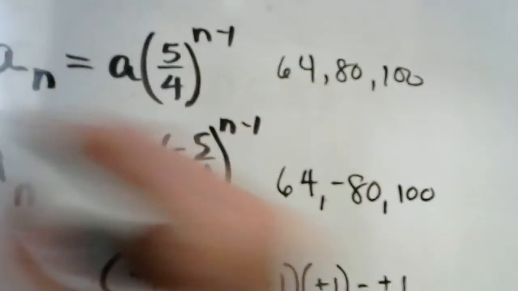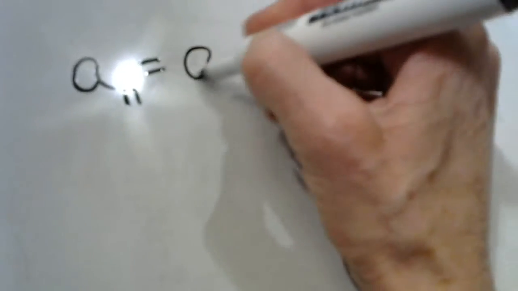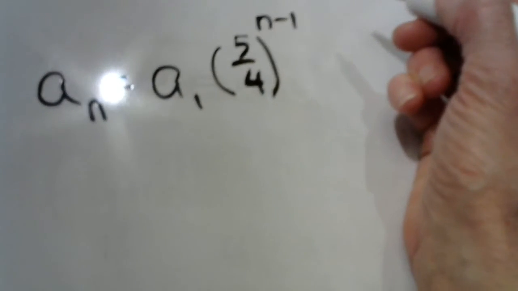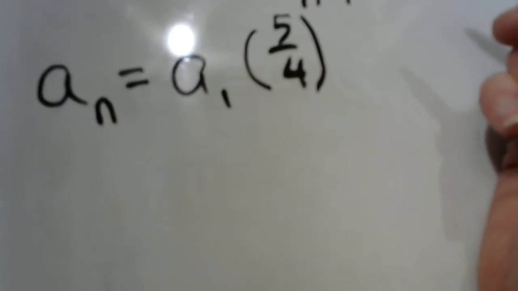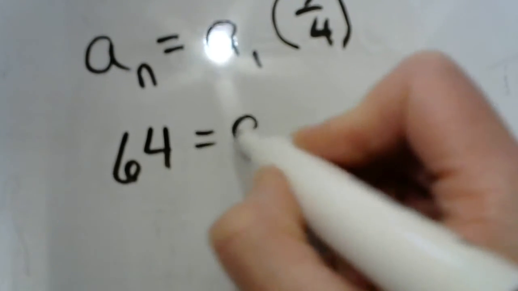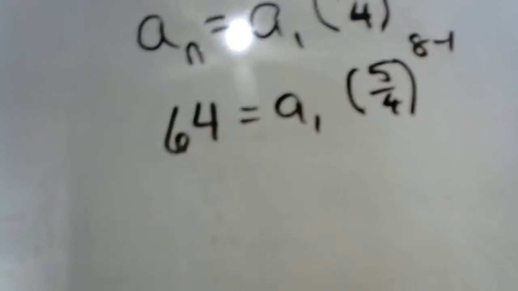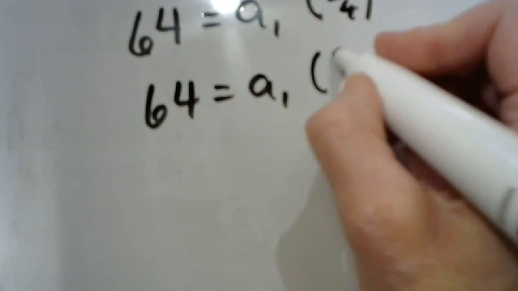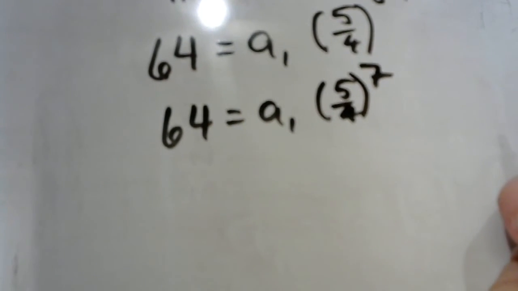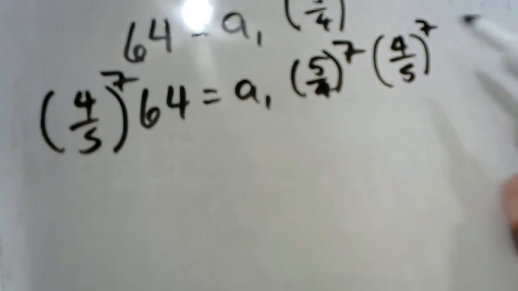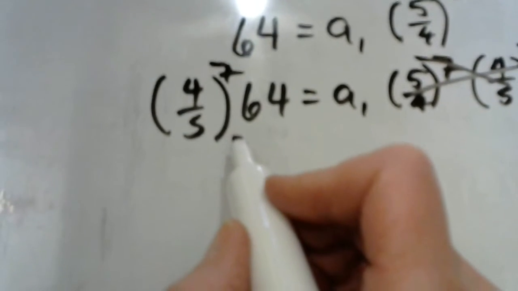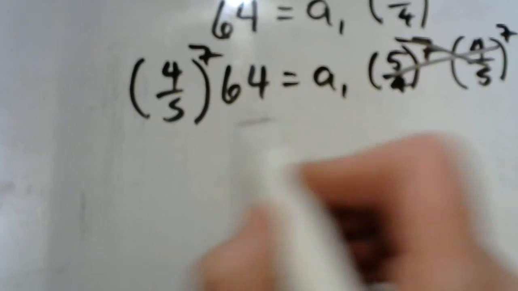So we're going to take this formula. I'm only going to do the 5/4 up here. So we have An is equal to A1 times 5/4 to the n minus 1. And we're going to take one of the points and plug it in to calculate our A1. I'll choose the smaller one, which is 64. This is 64 equals A1 times 5/4 to the 7th. To solve for A1, we would multiply both sides by the reciprocal, which is 4/5 to the 7th power. Now, this is not a very pleasant number. It would come out really strange on your calculator. So we're just going to leave this whole thing as our A1.